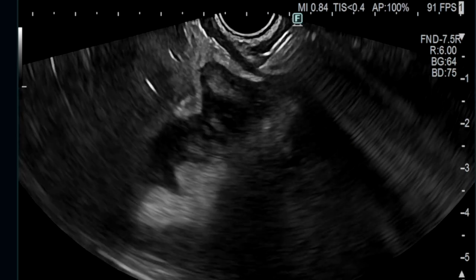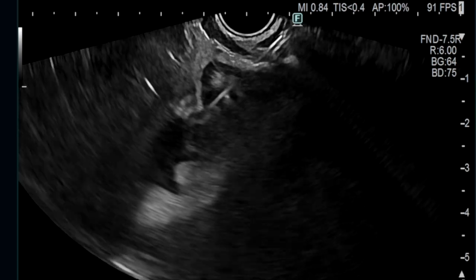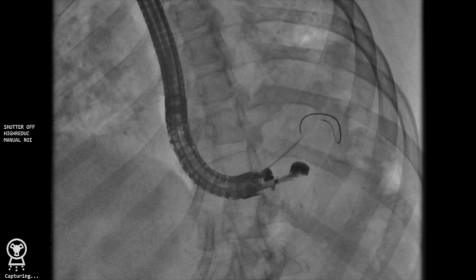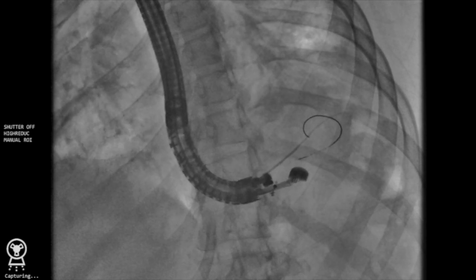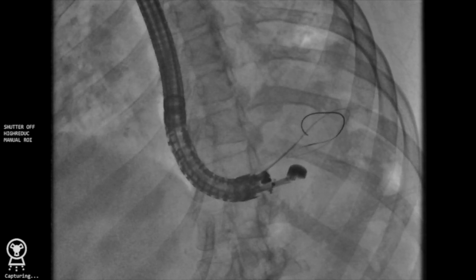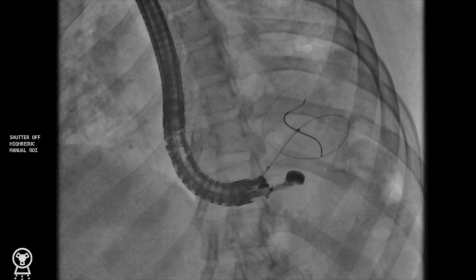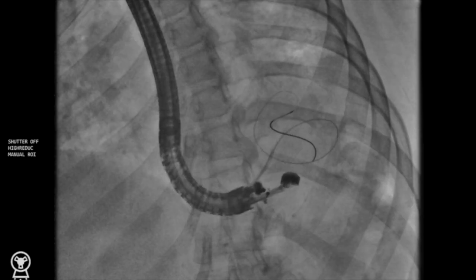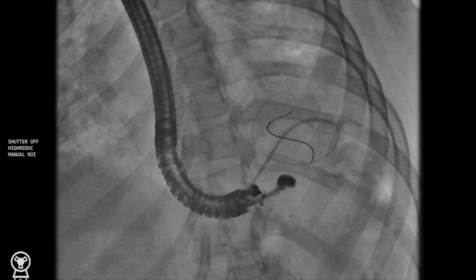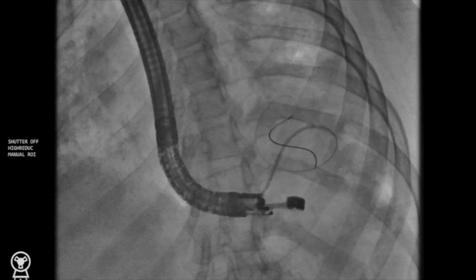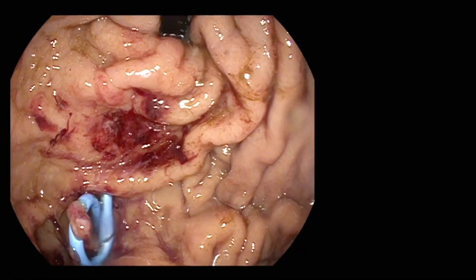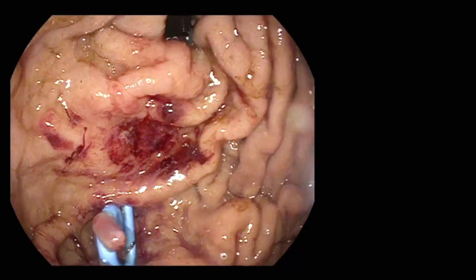performed using plastic stent. First, the collection was accessed using a 19-gauge FNA needle. After coiling a 0.025-inch guide wire within the collection, the tract was dilated using a 4 mm Hurricane balloon. Please note the acute angle at which the collection is being accessed. A double pigtail plastic stent was then deployed into the collection in the subdiaphragmatic region, and it could be visualized on endoscopic view on retroflexion only.